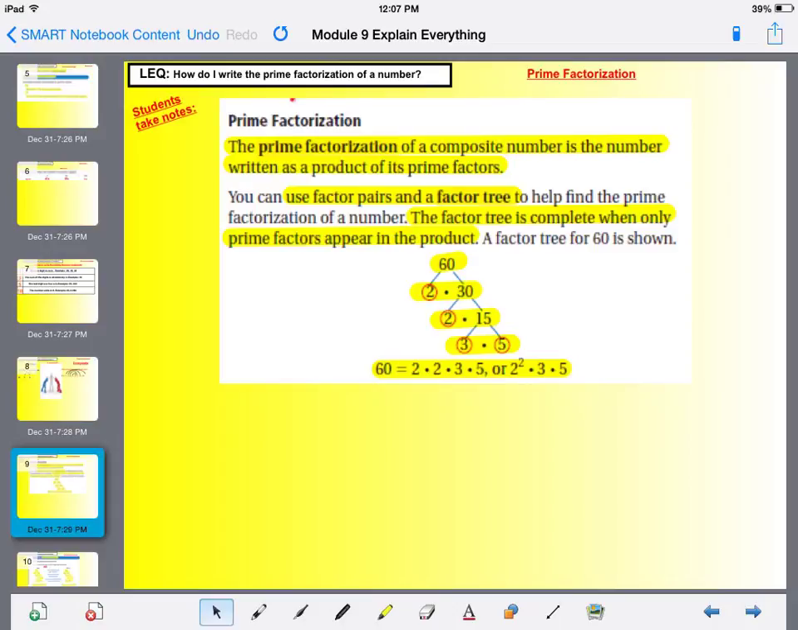And so we still have 30, and to get 30, the factor pair would be 2 times 15, again circling the 2 because that is a prime number. So every time you hit a prime number, you would circle that because it's going to be part of our answer. 15 is also composite. We further break that down to 3 times 5, which are prime numbers. So the prime factorization of 60 would be those numbers that we circled, those prime numbers, 2 times 2 times 3 times 5. And we also talked about how now we're in 6th grade, so instead of saying 2 times 2 times 3 times 5, we would say that is 2 squared times 3 times 5.